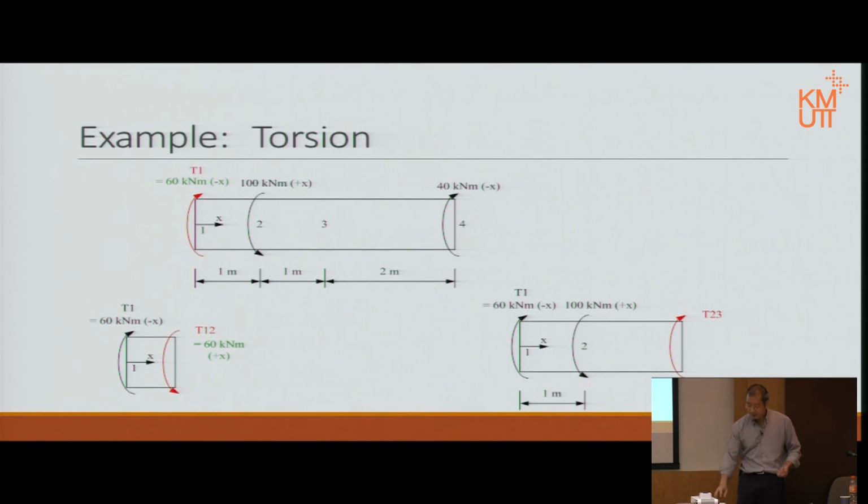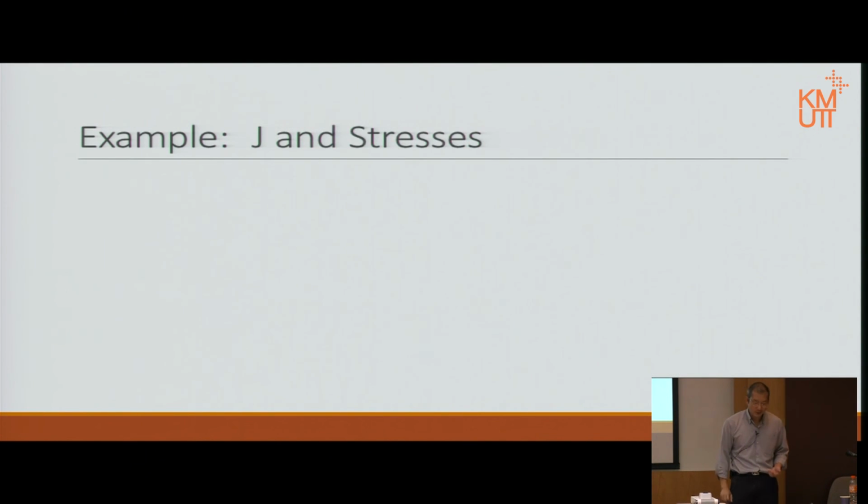And then of course we can calculate the value of torsion there. So we have our torsion between 1 and 2 and between 2 and 4, 60 and 40, although in different directions, but we will see how to cope with it. Now, let's look at the J then.